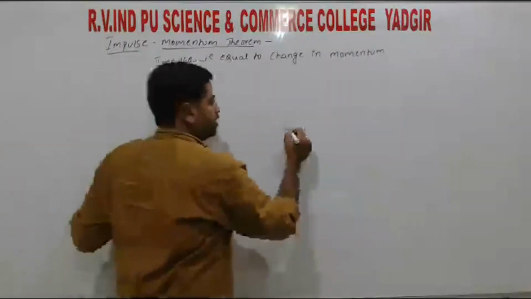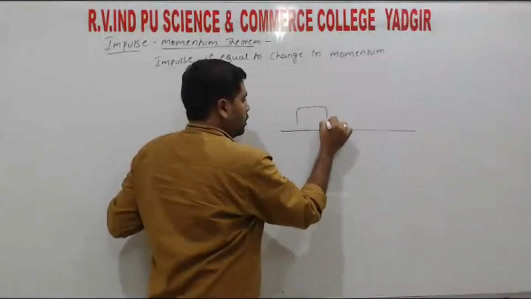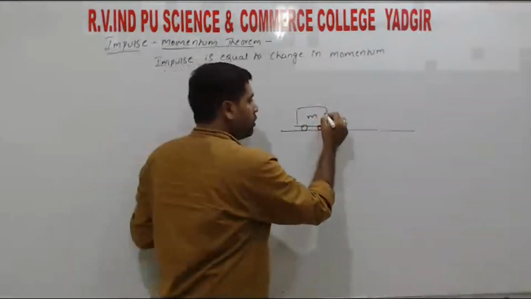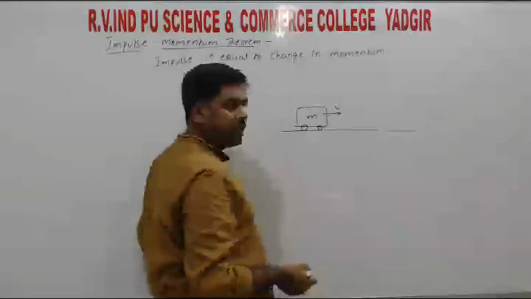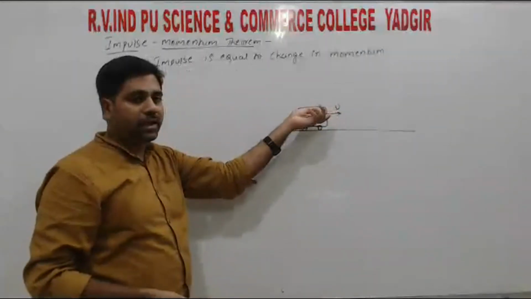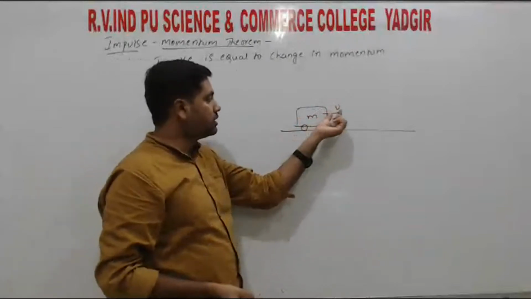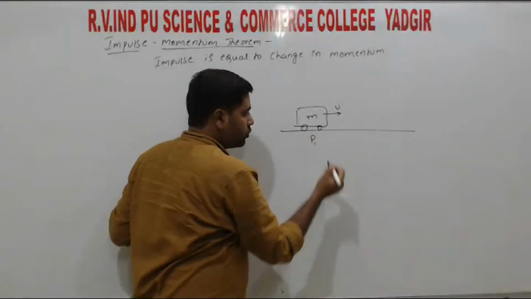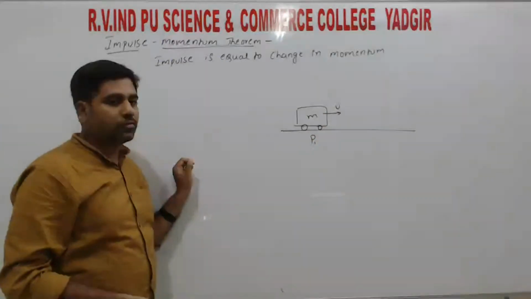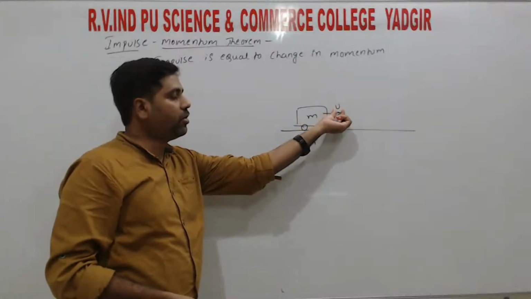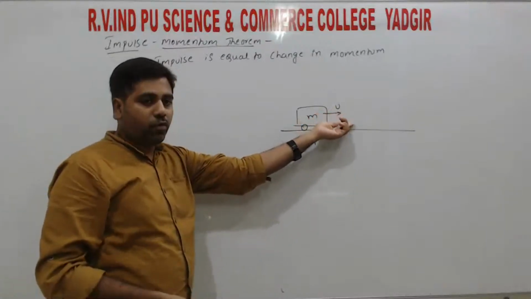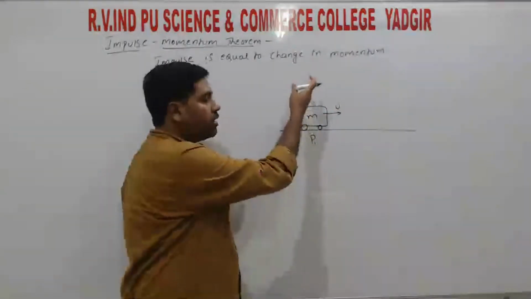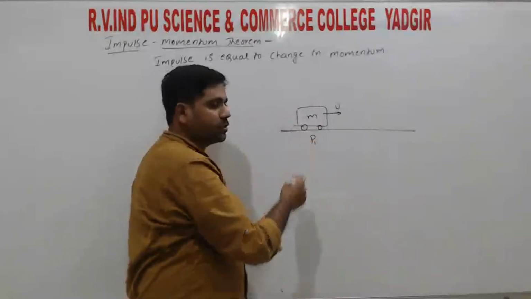So consider one example. One object having mass is moving with some velocity. Initially we take u as the initial velocity. Hence this object has momentum, which we take as p1. Any object which is moving has linear momentum, and that momentum we take as p1.